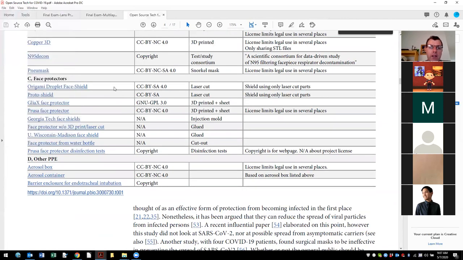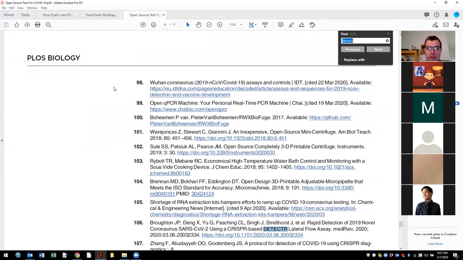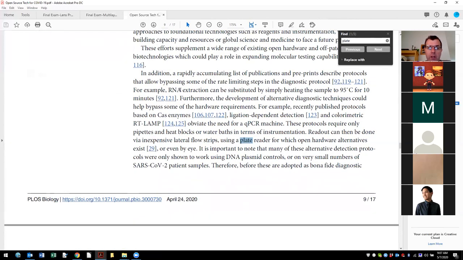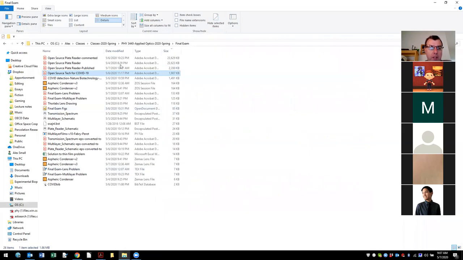And at some point they came up with something called a detector, and then they also mentioned that you could do it with an open source plate reader. And a plate reader is, let's just look at what a plate reader is.